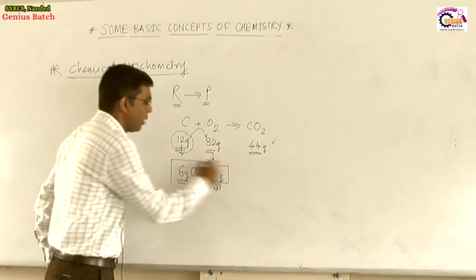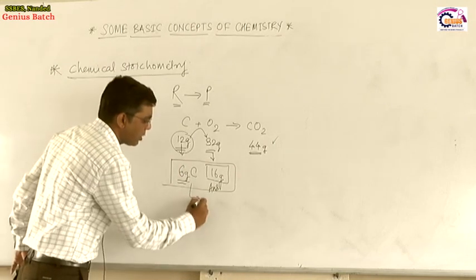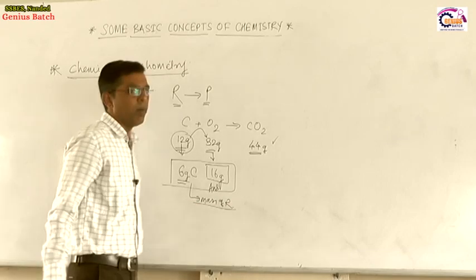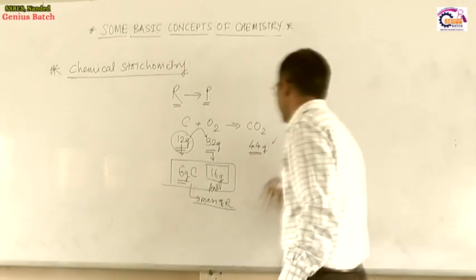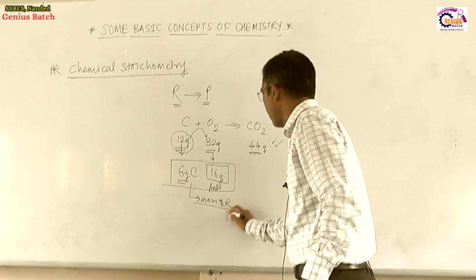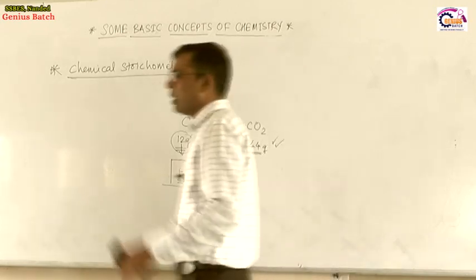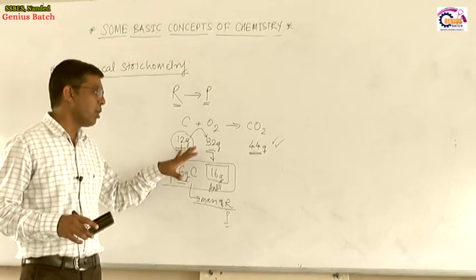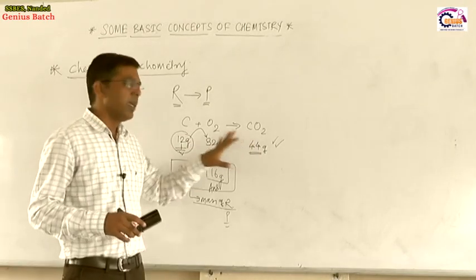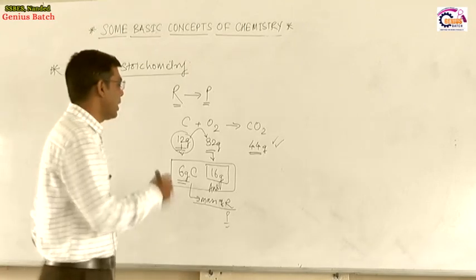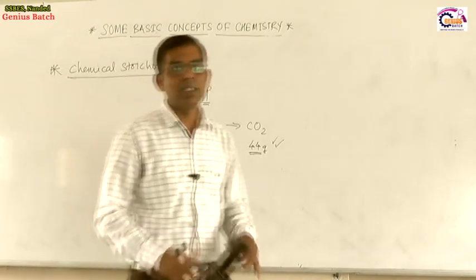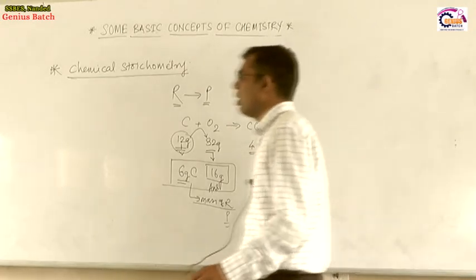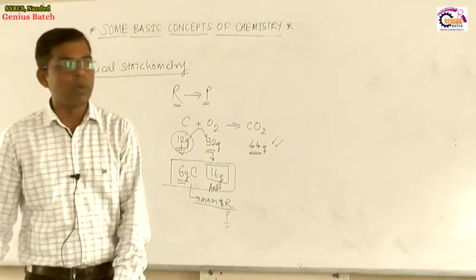Now all these calculations are based on the mass of reactant. Sometimes we have to consider the mass of product also. So the calculations which are based on the masses of reactant and product in a chemical reaction, that type of calculations are called stoichiometric calculations.